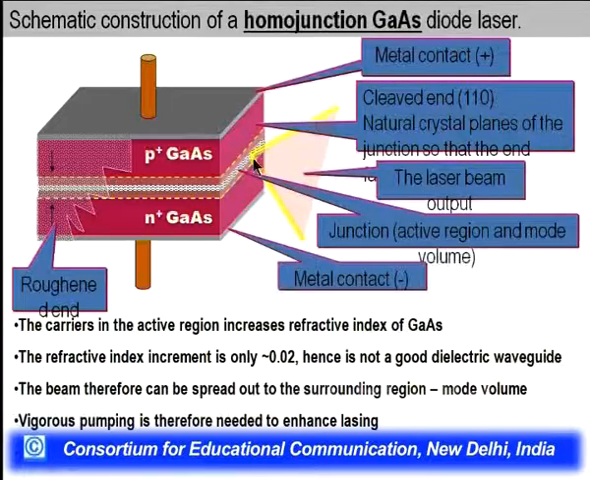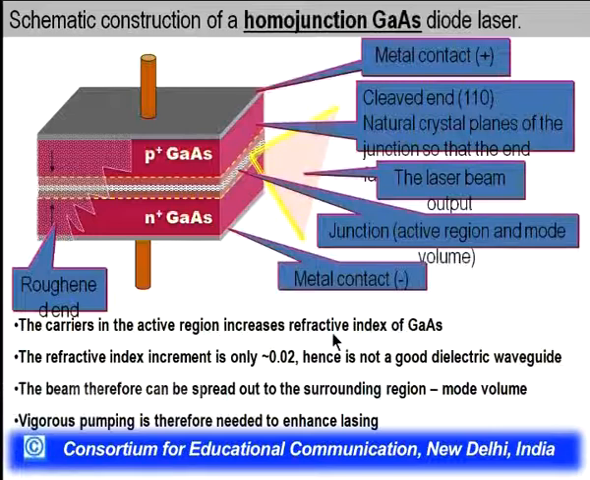The laser beam comes out from this cleaved end, and the junction active region is in between the P type and N type gallium arsenide, where we have the two metal contacts, at the upper level and at the lower level, so the electrons and holes can be charged.